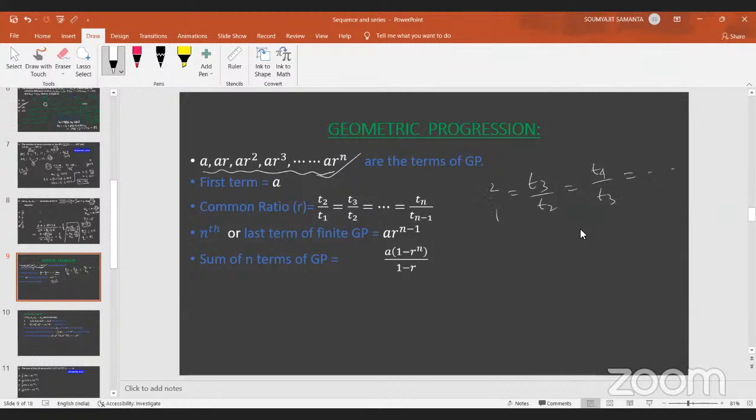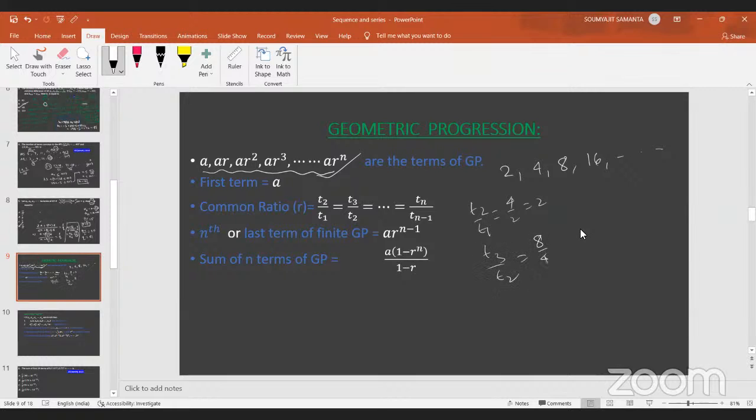For an example, if we take 2, 4, 8, 16, and it continues. So second term divided by first term, this will become 4 by 2, which is 2. This is T2 by T1. What about T3 by T2?